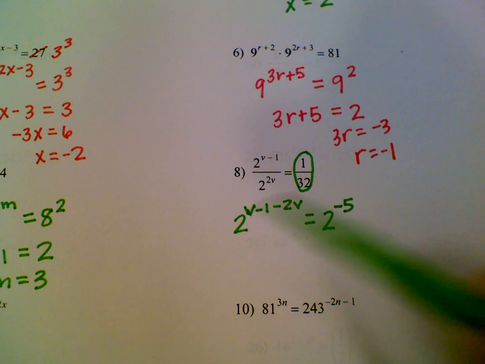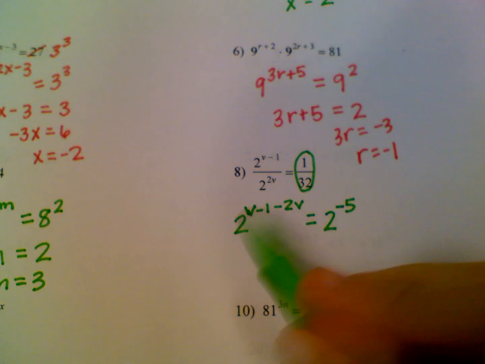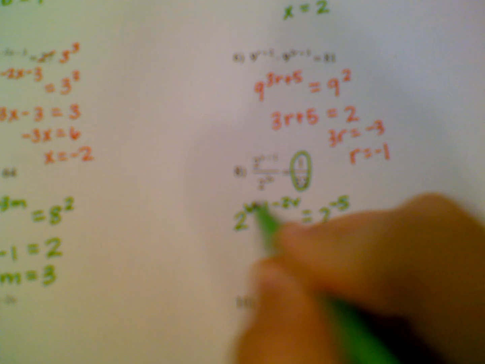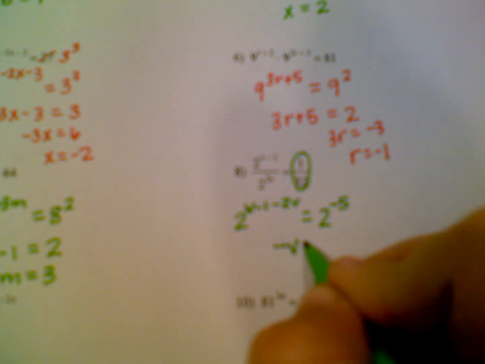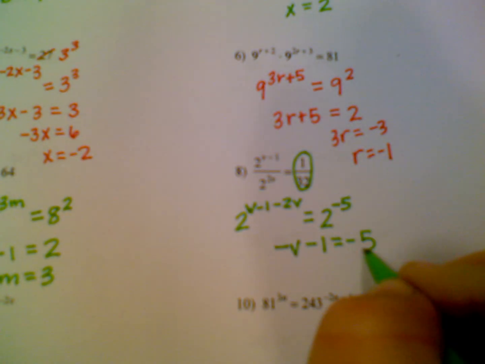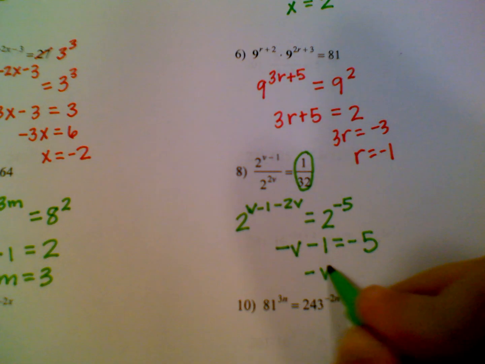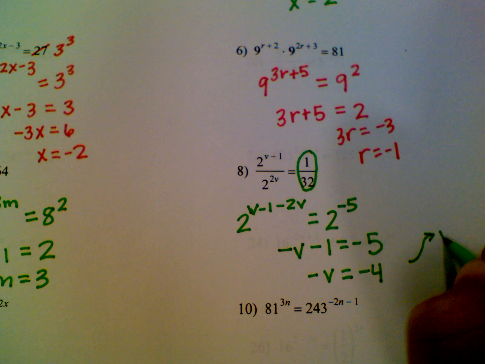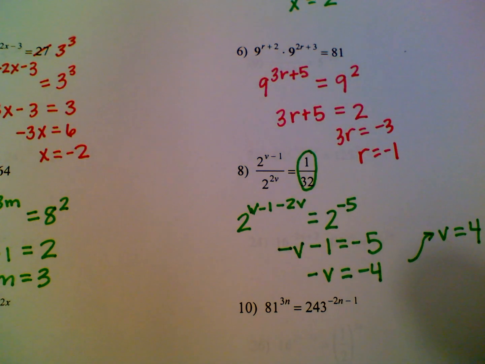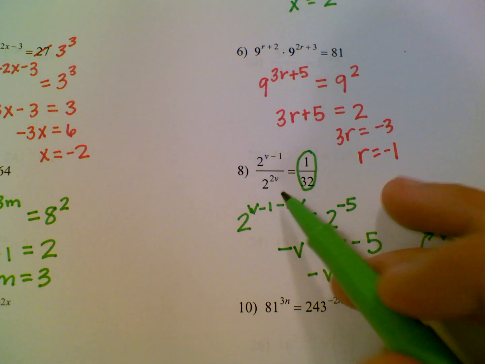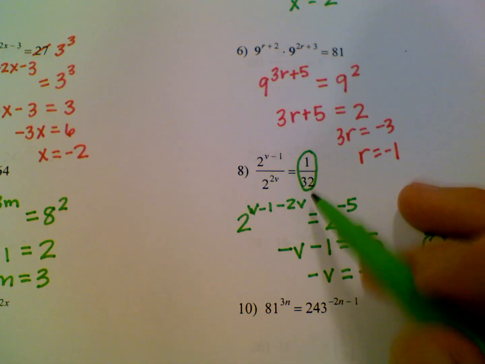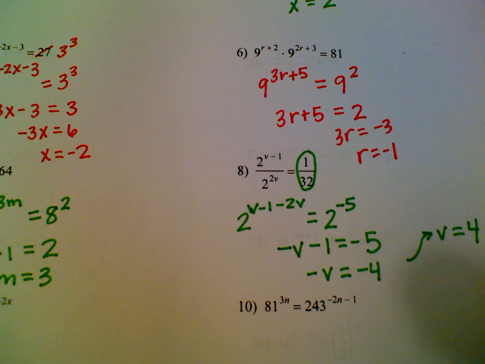And now that you have a base equal to a base, and those bases are the same, you can go ahead and set their exponents equal to each other. So combining these terms, we'd have -v minus 1 equals -5. So -v equals -4, which means that v equals a positive 4. And if you want, you can go ahead and check in here, and you should get that whatever number you have on the side is equal to 1 over 32.